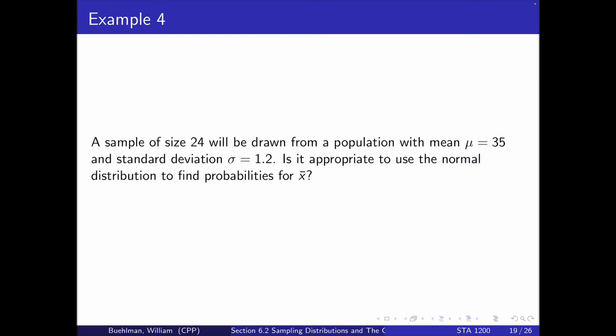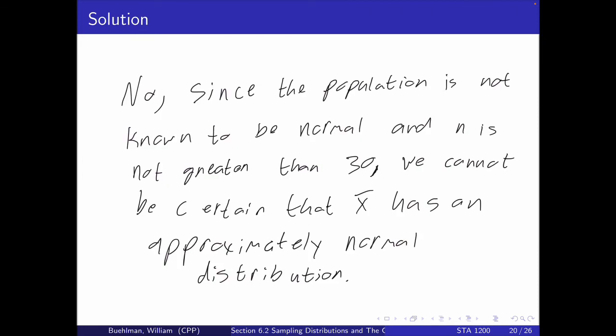Example 4. A sample of size 24 will be drawn from a population with mean mu equaling 35 and standard deviation sigma equaling 1.2. Is it appropriate to use the normal distribution to find the probabilities of x bar? No, since the population is not known to be from a normal distribution and n is not greater than 30, so neither one of those conditions has been satisfied, we cannot be certain that x bar has an approximately normal distribution.